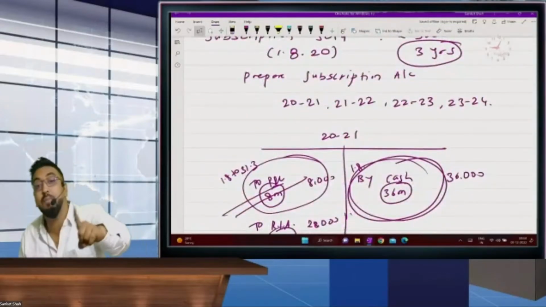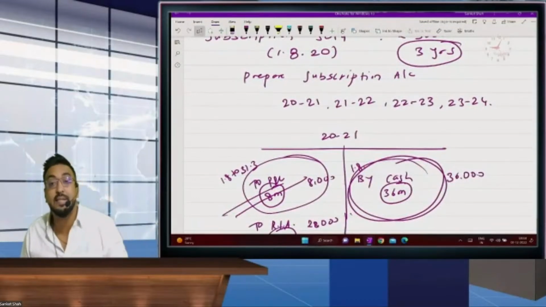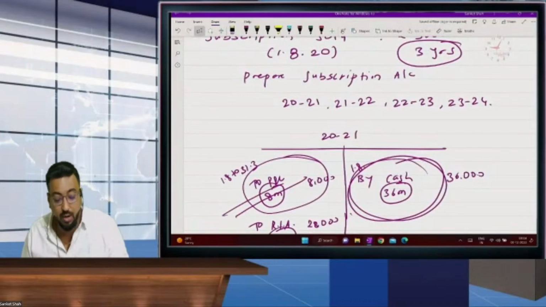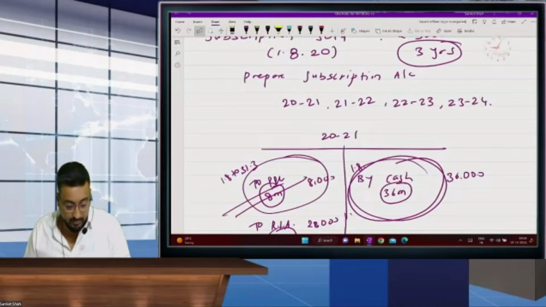So this is the basic concept that everyone must understand in CA course. In CA course, this is the thing you must know: what is the difference between the accrual concept and the cash concept.